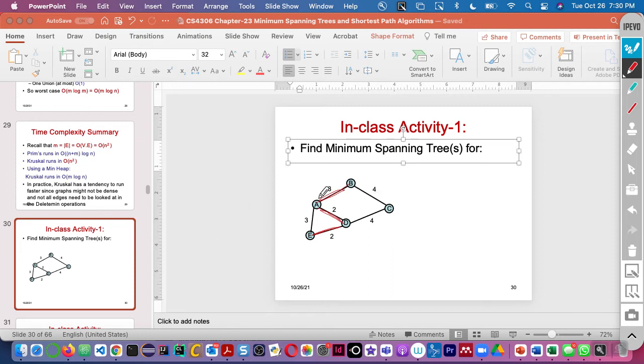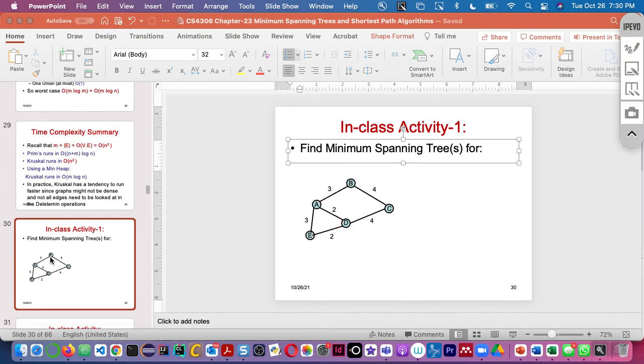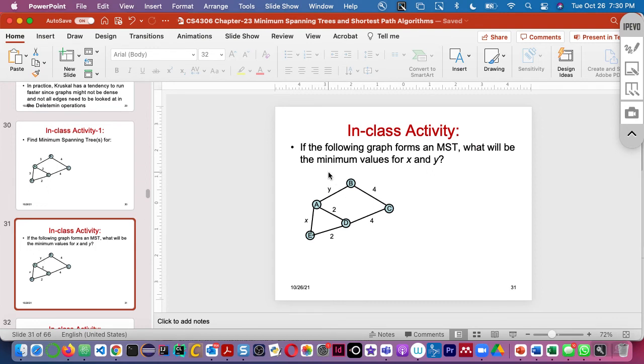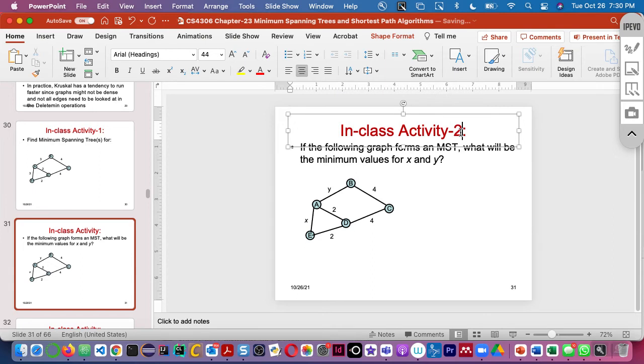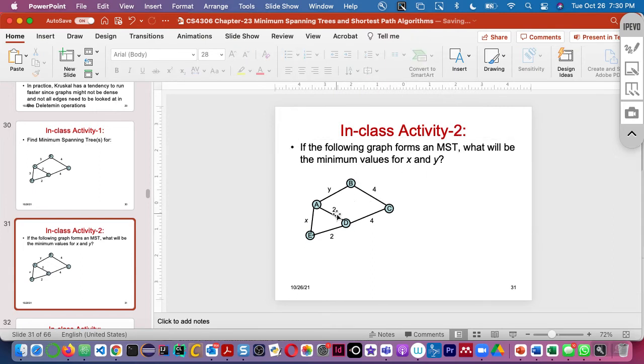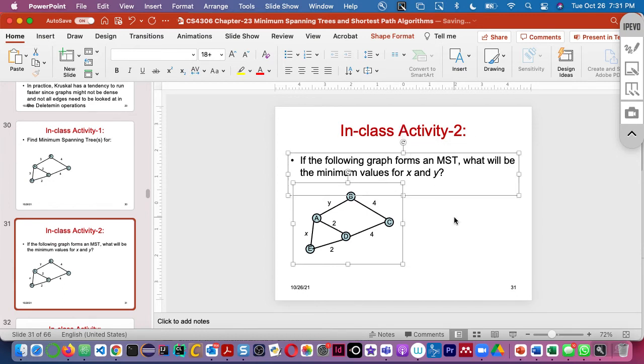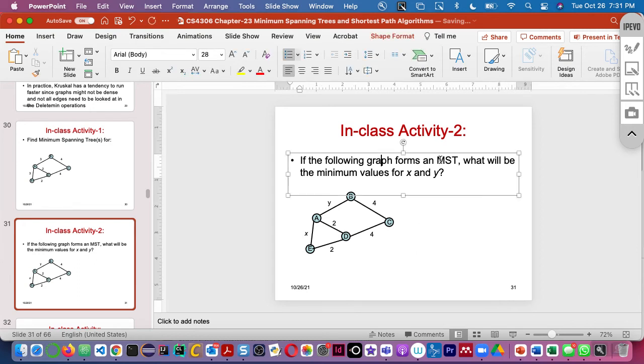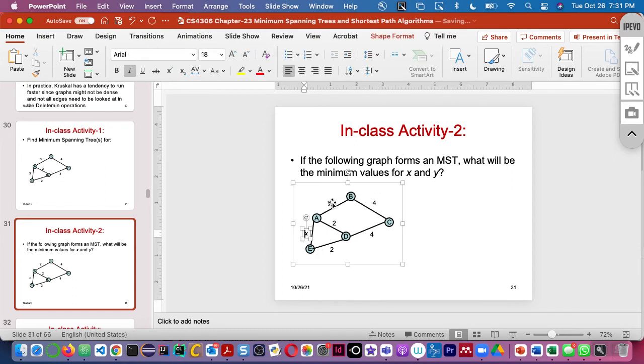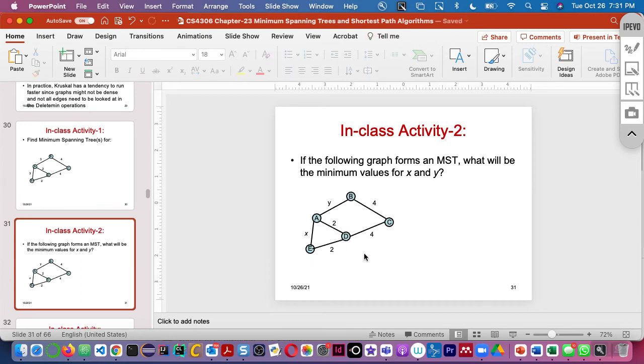Sometimes you may be given a spanning tree, and maybe some weight may be hidden. For instance, let us see another activity. If the following graph forms a minimum spanning tree, what will be the minimum value of x and y? X and y can have any value, 100, 200, 400, whatever, but we are looking for the minimum value.